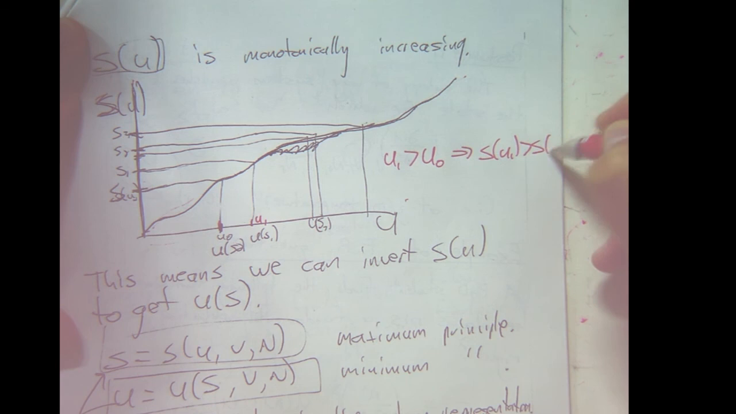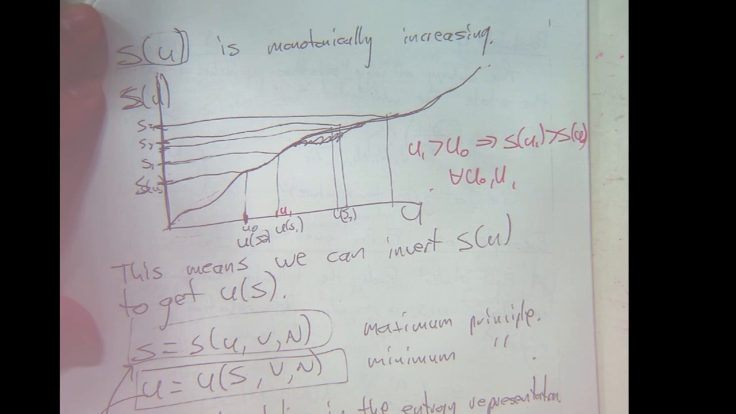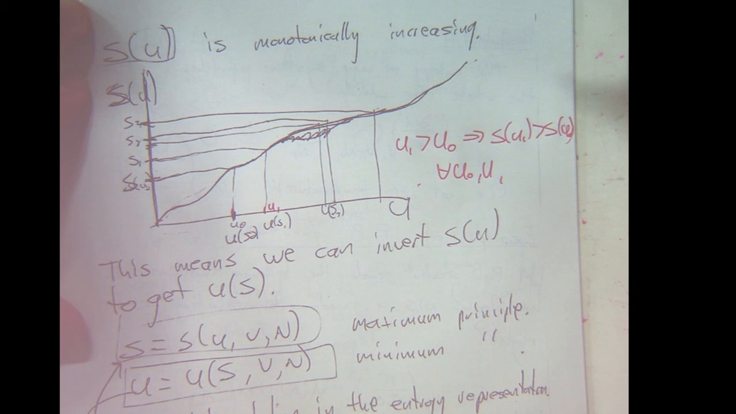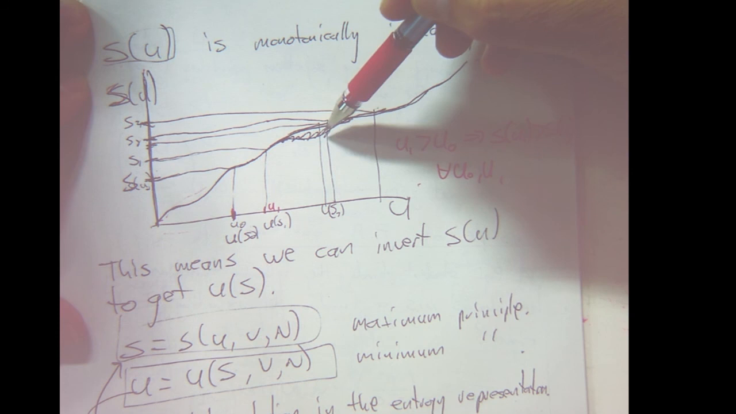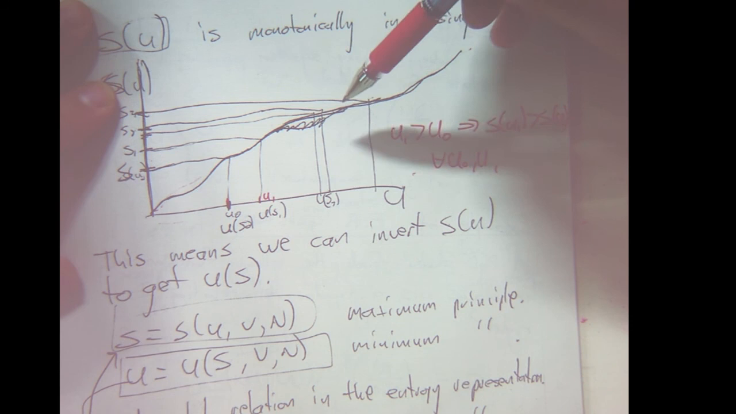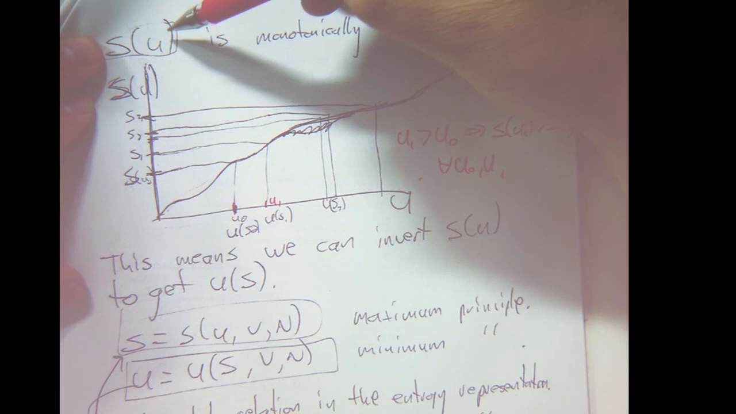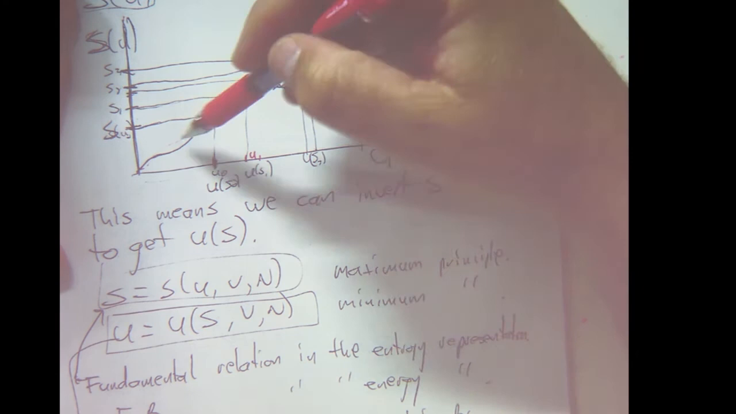Okay, monotonically increasing, right? Isn't that monotonically non-decreasing, so it's greater than or equal to? Yep. But actually, I want it monotonically increasing, because what I want to be able to do is invert this function. Instead of S as a function of U, I want U as a function of S. So since it's monotonically increasing, we can invert it to get U as a function of S.